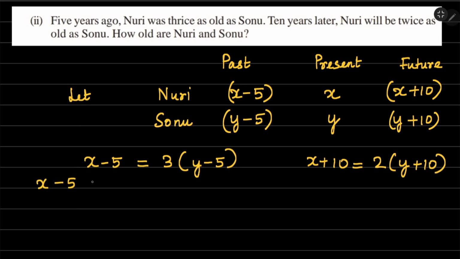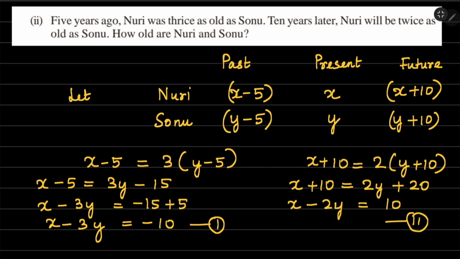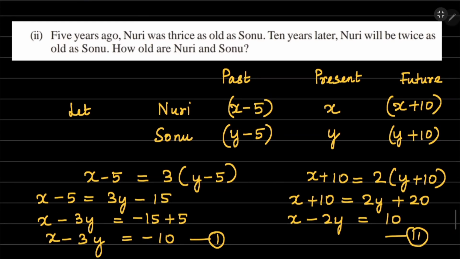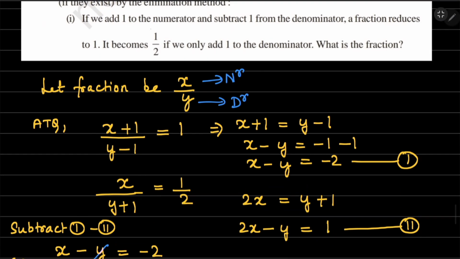So when you're solving, what do you get? x minus 5 is equal to 3y minus 15. So x minus 3y is equal to minus 15 plus 5, which is nothing but minus 10. So x minus 3y equal to minus 10. Here x plus 10 is equal to 2y plus 20. x minus 2y is equal to 20 minus 10, which is 10. Now you have got your equation 1, equation 2. You have to use the elimination method for all of these word problems because all these questions are within question number 2.